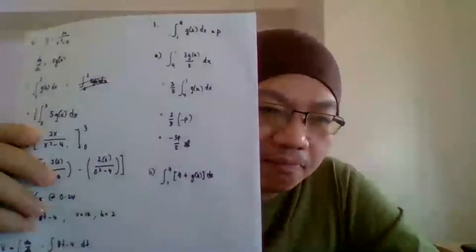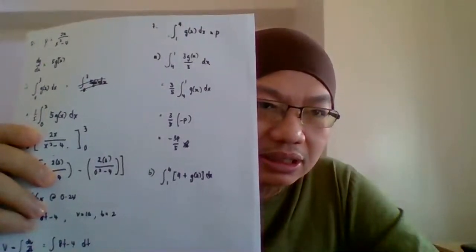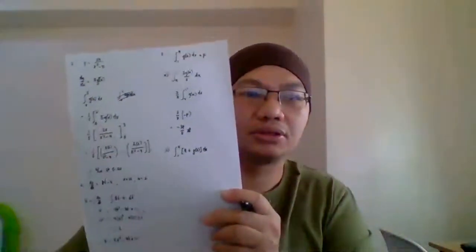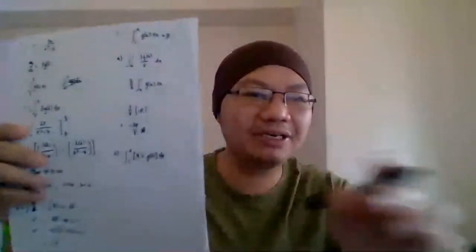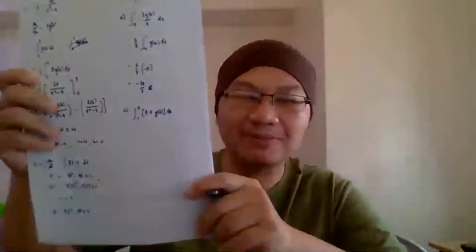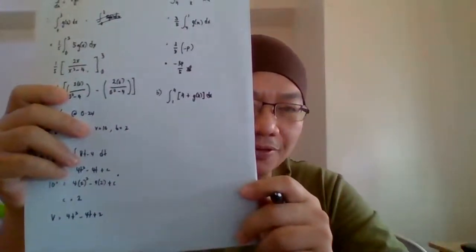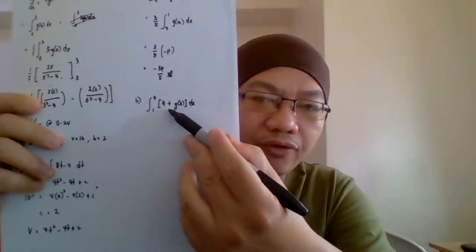Okay, now, 4 plus g(x) dx. Alright, so, okay. Suddenly the line is not stable. Okay, now it's okay again. Now, integrate from 1 to 4, 4 plus g(x).